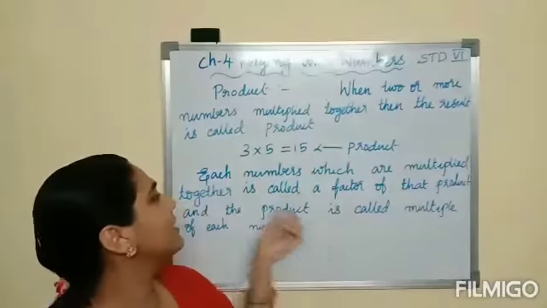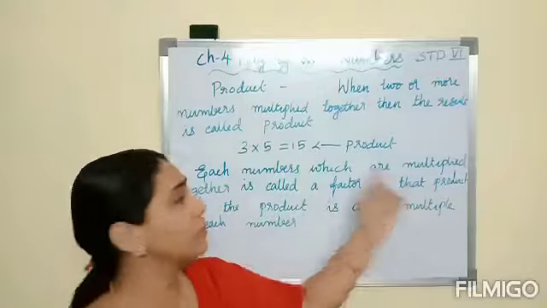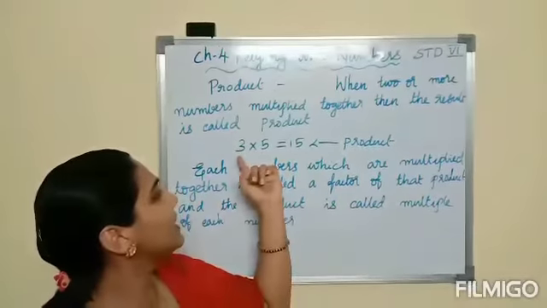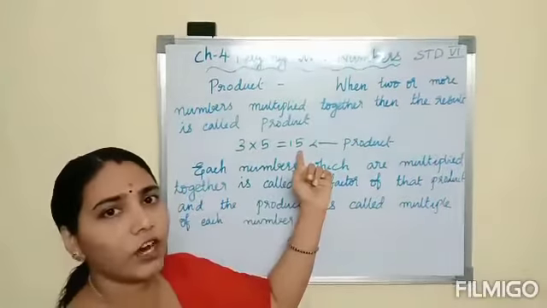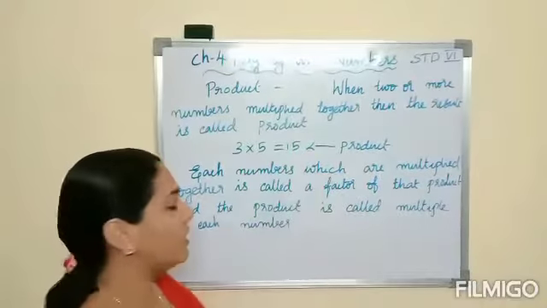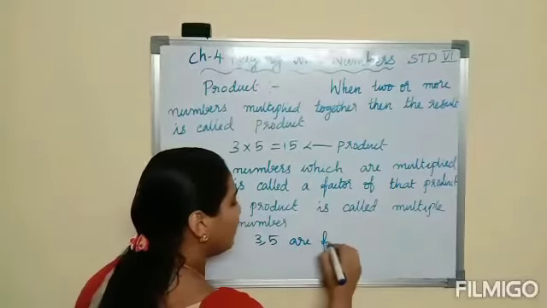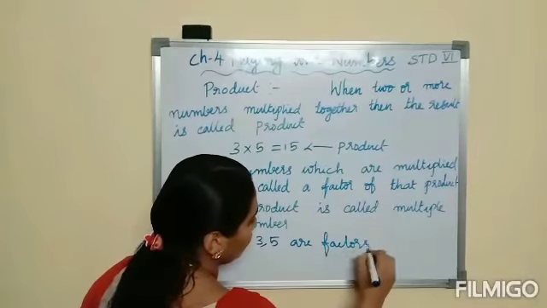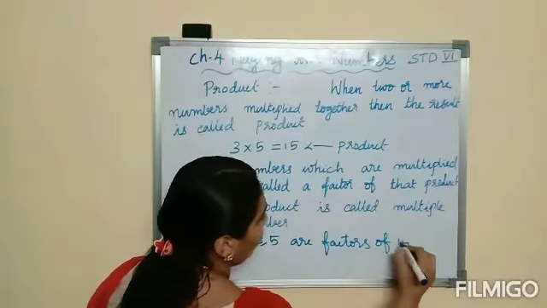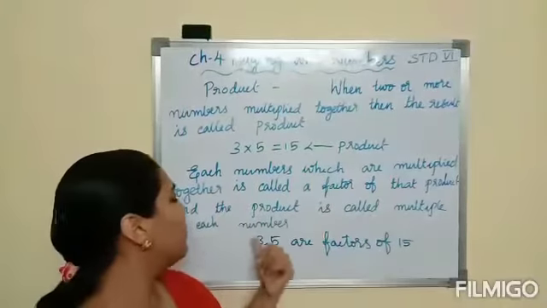So what is a factor? Each number which is multiplied together is called a factor of that product. So we can see that 3 and 5 are multiplied together and we got 15. So here 3 and 5 are the factors of 15. And the product is called the multiple of each number.